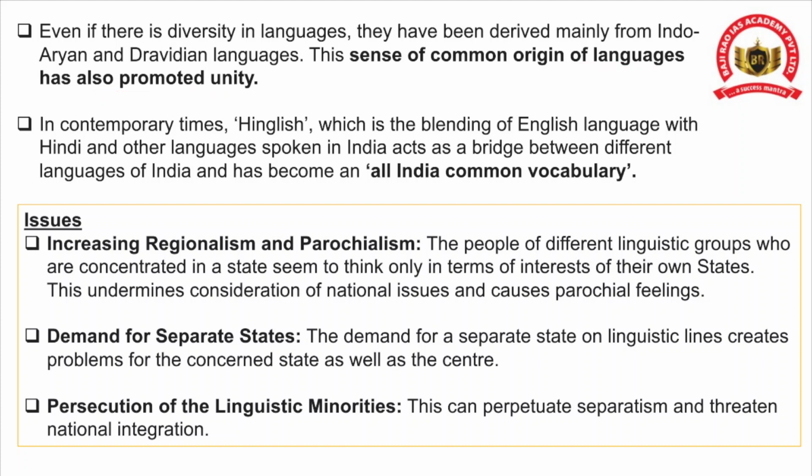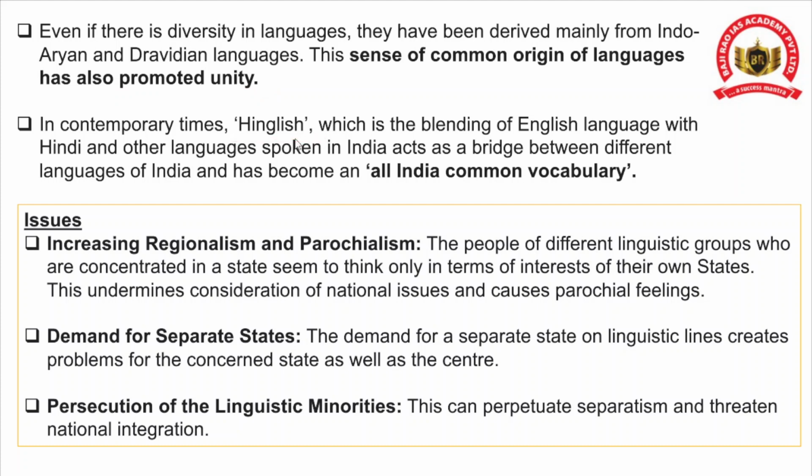So these languages did not originate from a wide variety of languages. They originated from just two language families, that is Dravidian languages and Indo-Aryan languages. So this in a way promoted a sense of common origin of languages, and it has also promoted unity among the communities.